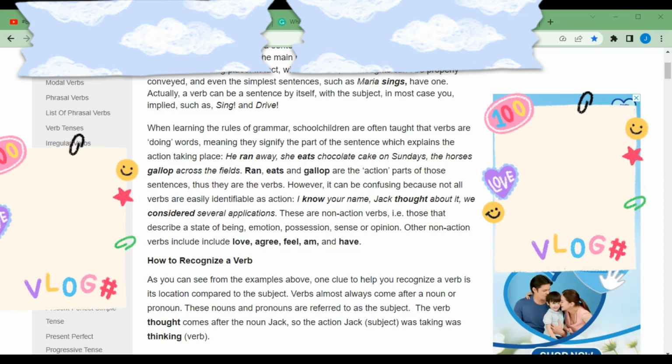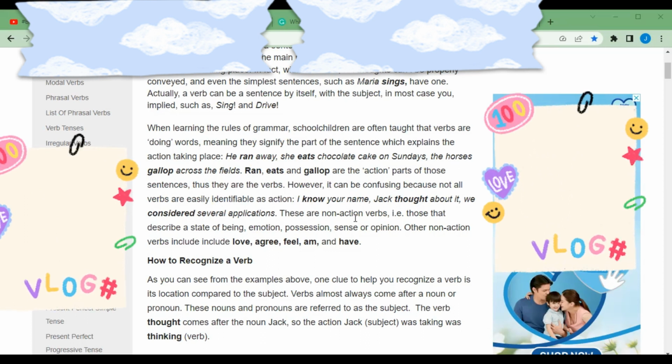They are the verbs. However, it can be confusing because not all verbs are easily identifiable as action. For this one, "I know your name." I is a pronoun and know is your verb here, and it's not an action word. "Jack thought about it." Jack is a noun, so thought is your verb here. "We considered several applications." We is a pronoun and considered is your verb.